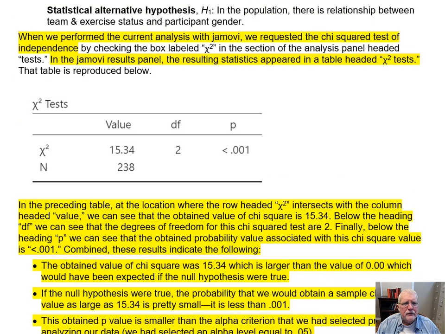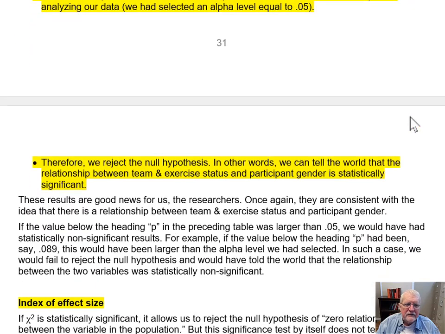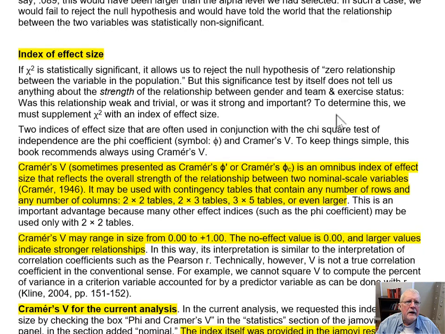So good news for us. My chi-square statistic is 15.34. The p-value is teeny. It's less than 0.01. I can reject the null hypothesis. I've got statistically significant results. I'm on page 32 now.